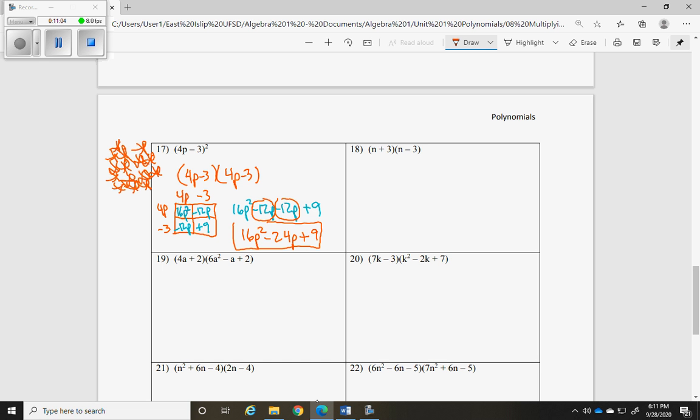Final answer. Okay? When you have an exponent outside of the parentheses, write that parentheses that many times. Promise me you're going to do it. Promise me when you see that exponent on the outside of parentheses.